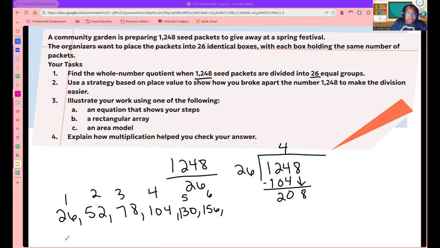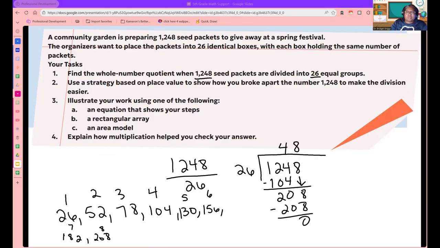Write it down here and run out of space. So 182. And then if we add another 26, that will have us at 208. So we can go in exactly 8 times.